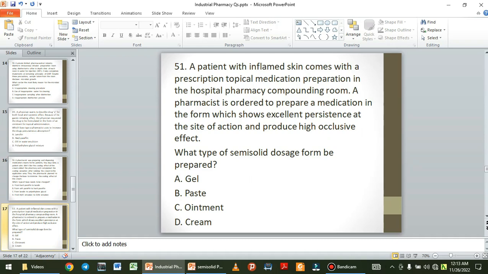A patient with inflamed skin comes with a prescription for a topical medication preparation in the hospital pharmacy compounding room.